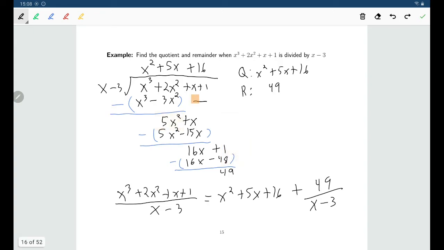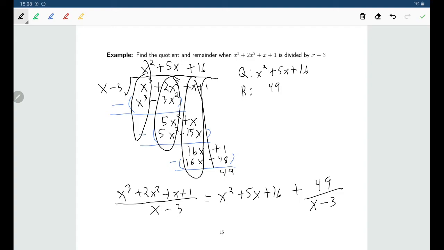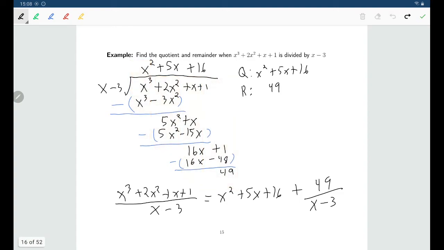So we want to make ourselves have a little bit less work to do, number one, and we also want to make it a little bit less error prone. One thing that you'll probably be noticing here is that these x's are really only helping to line things up. We have the x cubes all lined up, the x squares all lined up, the x's all lined up, the constants all lined up. But that's really the only thing that the x's are doing for us. For the most part, we're just using the coefficients.